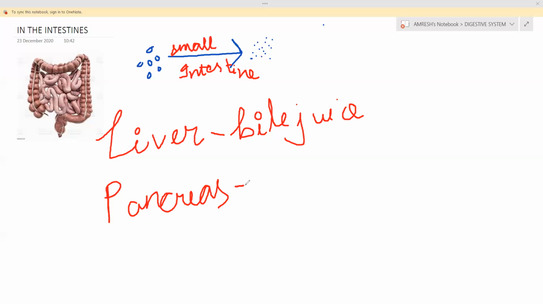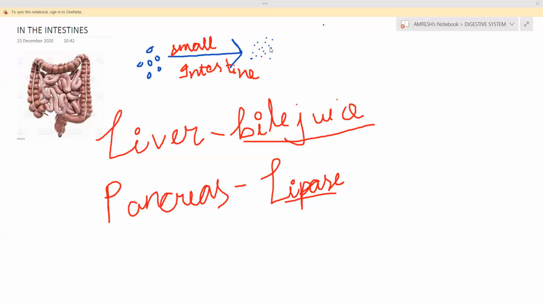Pancreas secretes lipase and also many other enzymes that help in the digestion of fats. So these are the two important enzymes. This is the enzyme, and this is the digestive juice secreted by the liver and pancreas that helps in the digestion of the food.